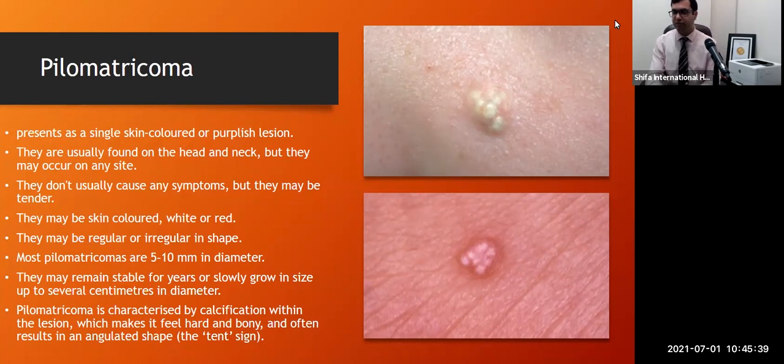And they slowly grow. So one came and said, well, Doctor Sahab, it's been there for 18 months, it's not going away. A different doctor gave antibiotics and other medicines. When I examined the child, I said, well, this is pilomatricoma.